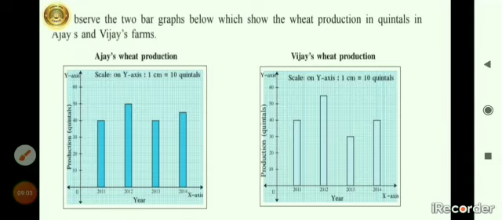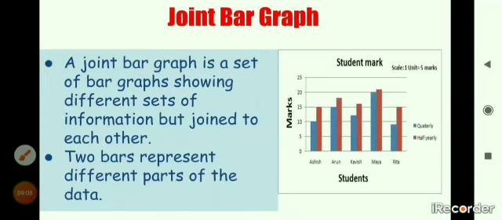Let's see how. So what is a joint bar graph? A joint bar graph is a set of bar graphs showing different sets of information but joined to each other. Two bars represent different parts of the data. For example, here you can see the blue shade showing the quarterly marks of the students and the red bar is showing the half yearly marks of the students. So two different types of information are given.